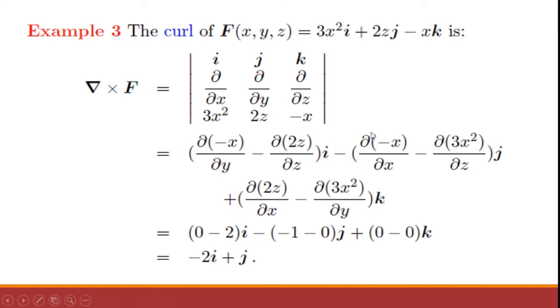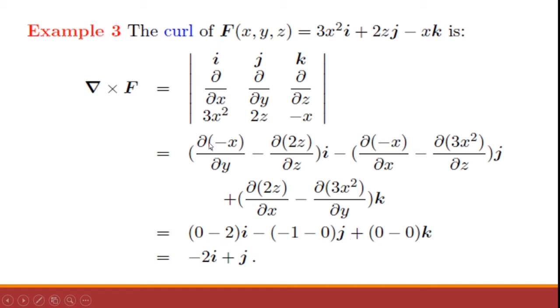Minus of, here ∂x/∂x becomes 1. So minus of minus becomes plus. So I have taken plus. Here there is no z term with respect to partial differentiation, so this value becomes 0. Here we have to differentiate partially with respect to x, but there is no x over here, so this value also becomes 0. Here also we have to partially differentiate with respect to y, but there is no y over here, so this value also becomes 0. So only two terms we will get here: minus 2y, and minus of minus becomes plus, so plus 1 into j becomes j.